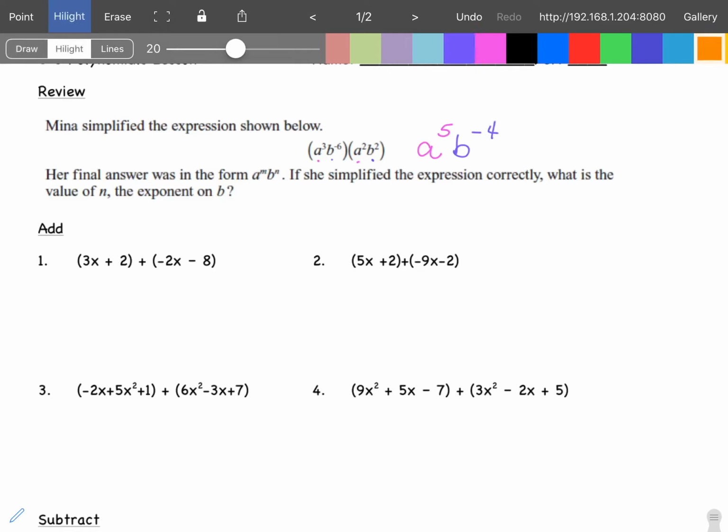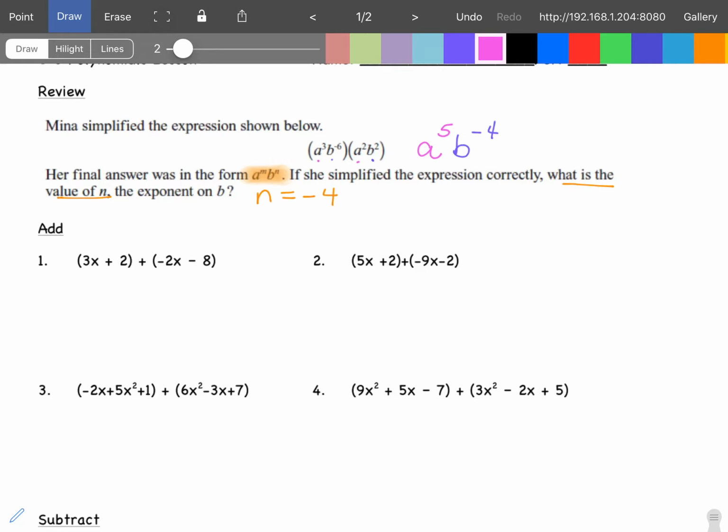Well, if we look here at the form that her answer is in, we can answer the question that says, what is the value of n, which is the exponent for the b? So we would say that n is equal to negative 4. All right, that's just a good little review. We'll use that here in a little bit.